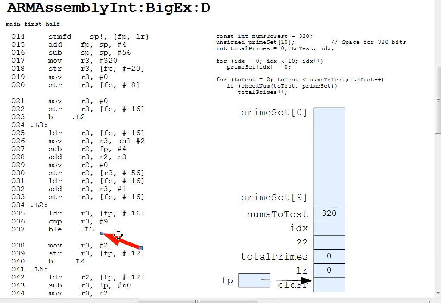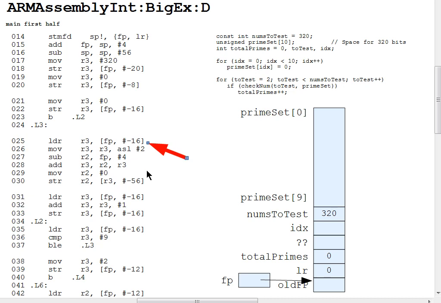Now, the loop body implementing prime set bracket IDX equals 0 needs careful discussion. And let's separate that out a little here. And so question 4. What expression do the first two instructions here compute and then leave in R3? Recall that IDX is at offset minus 16, as our diagram now shows. Write your expression using multiplication, not shift. And why would we want that multiplication?